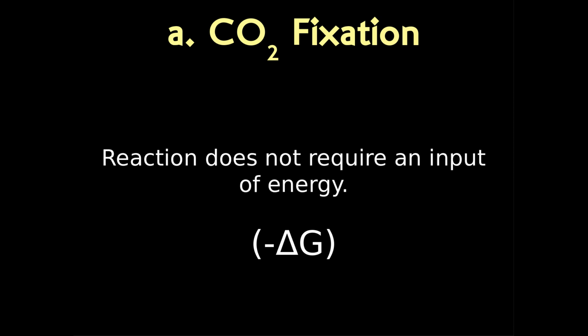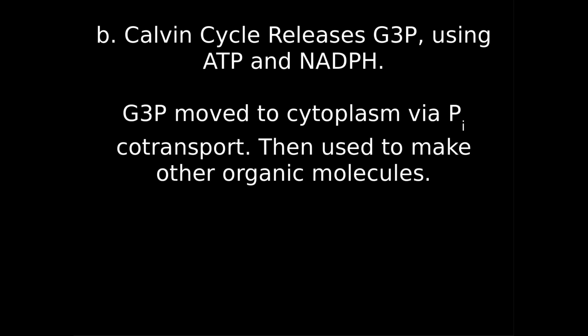Okay, so CO2 fixation. That actual reaction does not require an input of energy. You might be thinking, whoa, you just told me we're going to use ATP. Yes, that's right, but we don't use it in the step that fixes the CO2. We'll come back to exactly how that works. At the end of the day, the Calvin cycle is going to release glyceraldehyde 3-phosphate, or G3P, and it's making that, again, using ATP and NADPH.